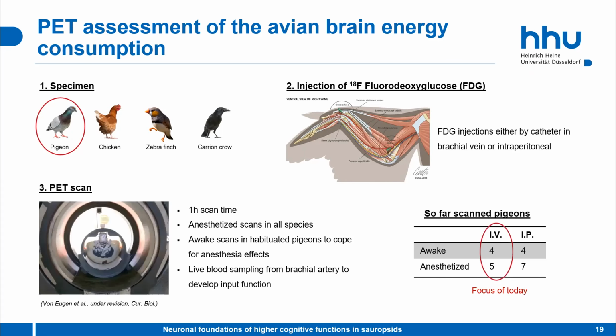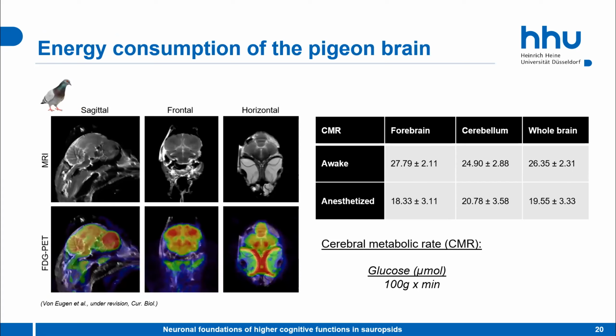And afterwards, we put the animals in the scanner, scanned them. We did that in a lot of different control conditions. We did that in awake animals, anesthetized animals. We did different kinds of blood sampling, and that was very important. And you will see on the second slide why. But today I want only to focus on awake animals and a little bit on anesthetized animals after IV injections. And the results are here.